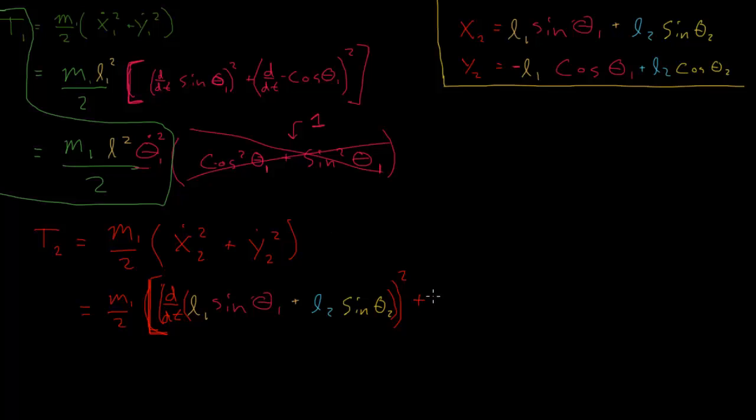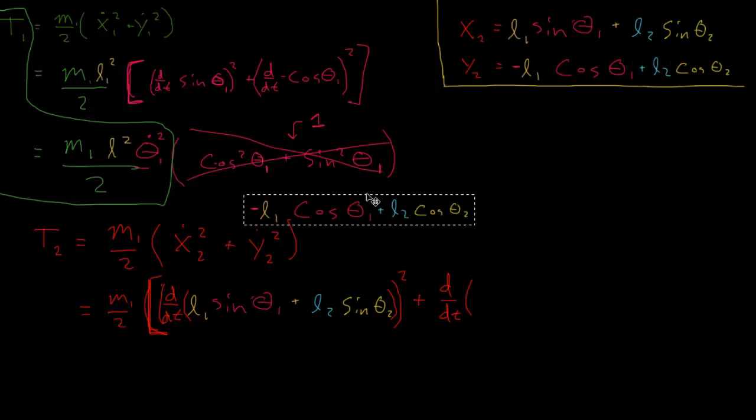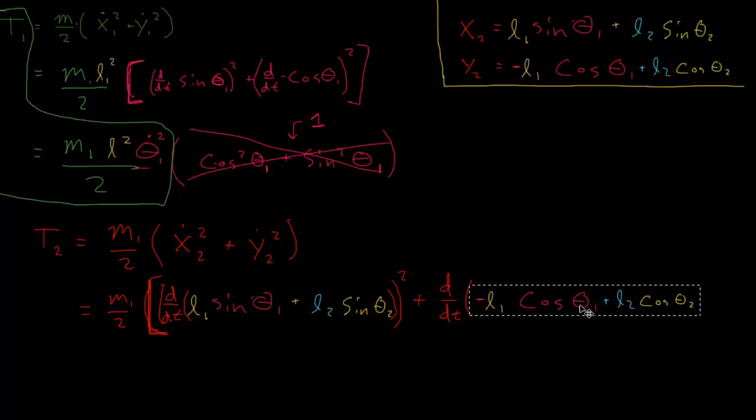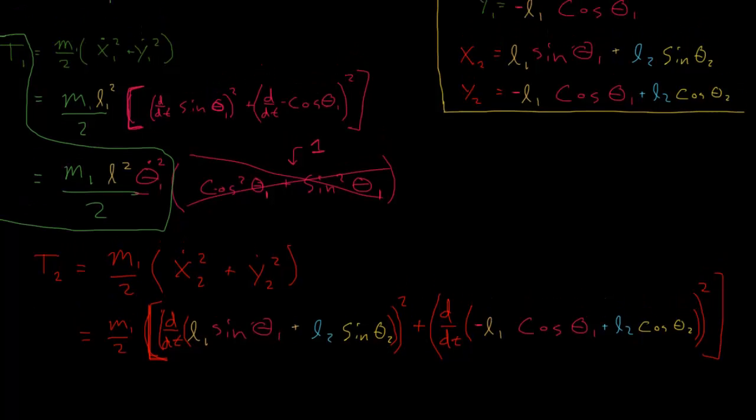And then we're adding to that, we're going to do the time derivative of all this business, all this stuff here, all of this stuff, right? Time derivative of all of that. Then I'm going to square it, and that is our T2 term. So let's simplify this.